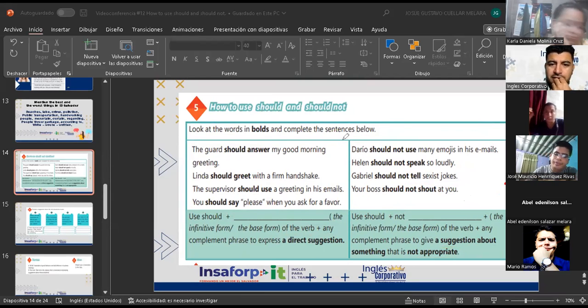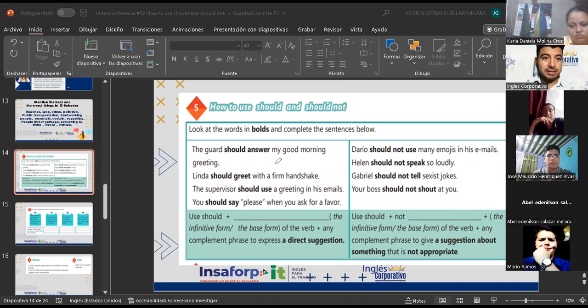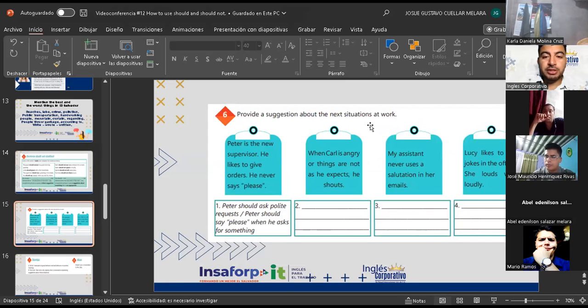And there are a lot of things. For example, there are some comments that some bosses do. De hecho, hay comentarios que algunos jefes hacen to the employees. Some sarcastic jokes, algunos chistes sarcásticos, and that's a lot of comments that can be avoided, que pueden ser evitados. Okay? So for this, here we have this activity. Provide a suggestion about the next situation at work. So, suggestion, una sugerencia. Vamos a ver qué podría pasar.